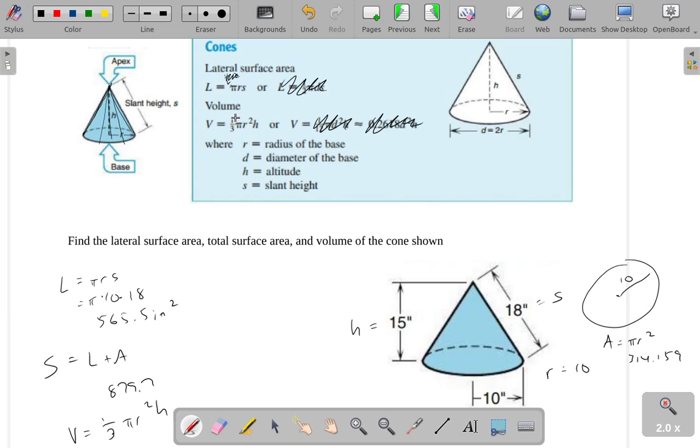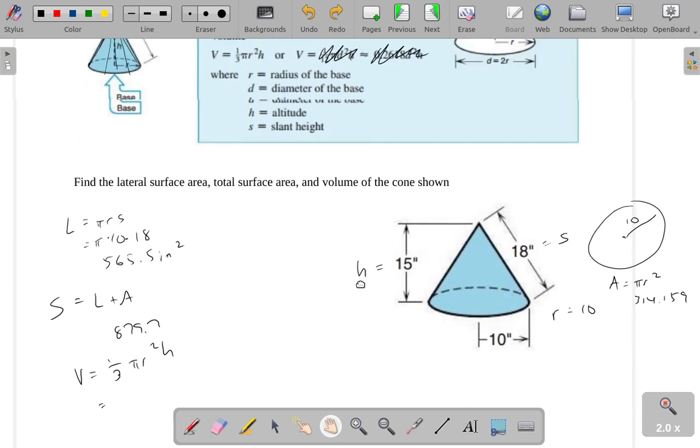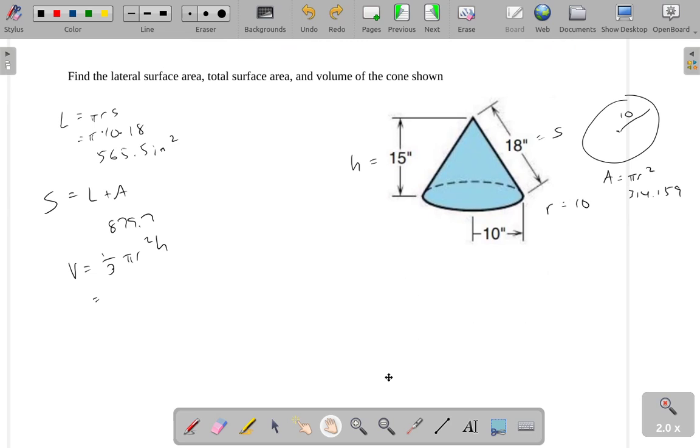As far as the volume, we saw with the pyramid, it was 1/3 times the area of the base times the height. This pi r squared, that's the area of the base right there, and you can see it's the exact same. Just like there are parallels between a cylinder and a right prism, those same parallels exist between cones and pyramids. The formulas are essentially the same thing. You just call them slightly different things.